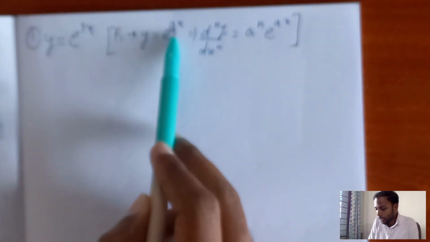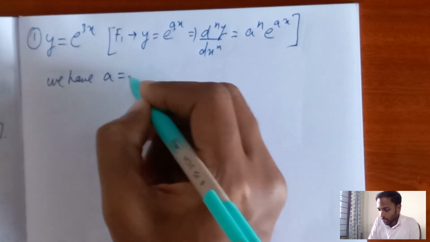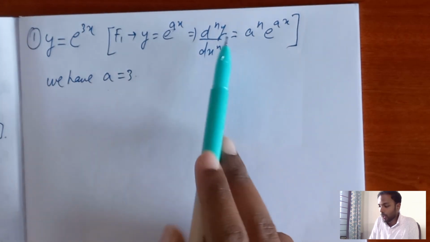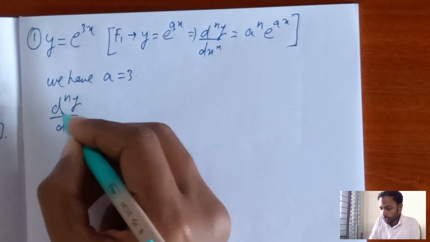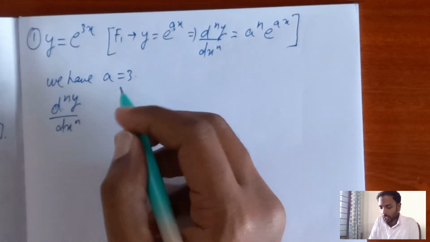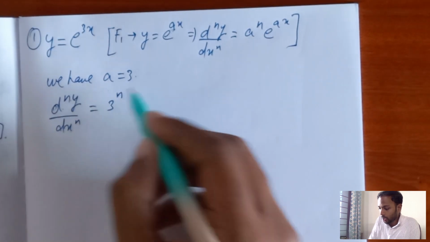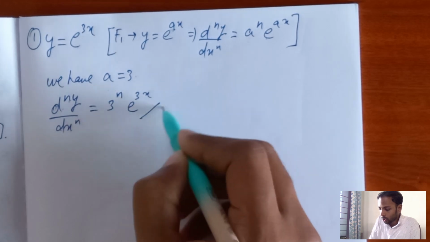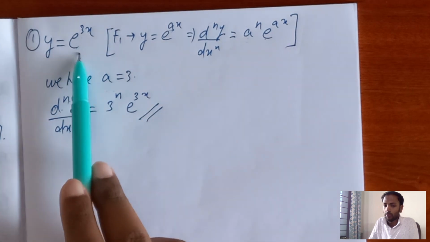If you observe, in place of a there is 3, right? So we have a is equal to 3. Since we have a is equal to 3, let's put the a value here and find the nth derivative. So the nth derivative, which is represented like this, d to the power n y by dx to the power n, is nothing but a, what is a, 3 to the power n into e to the power 3x. So this is the general expression for the nth derivative of e power 3x.